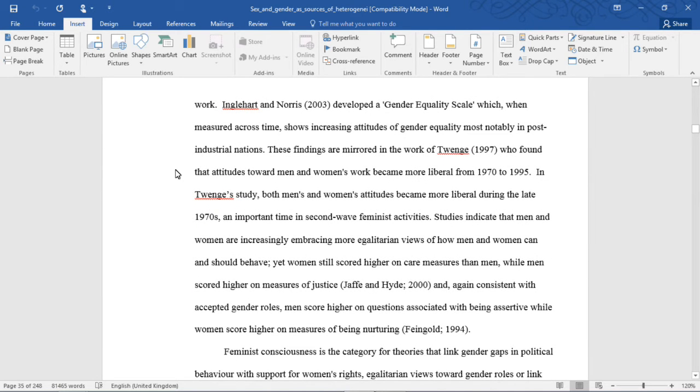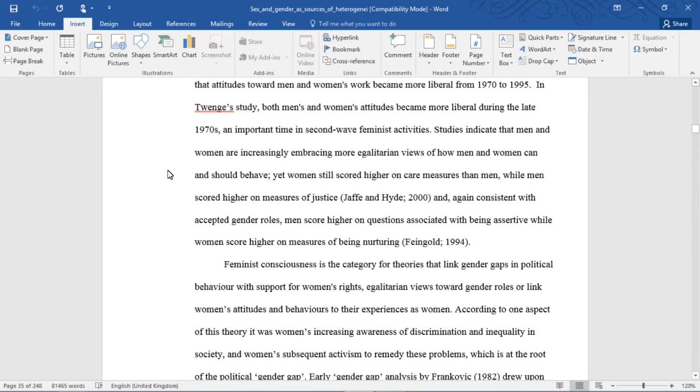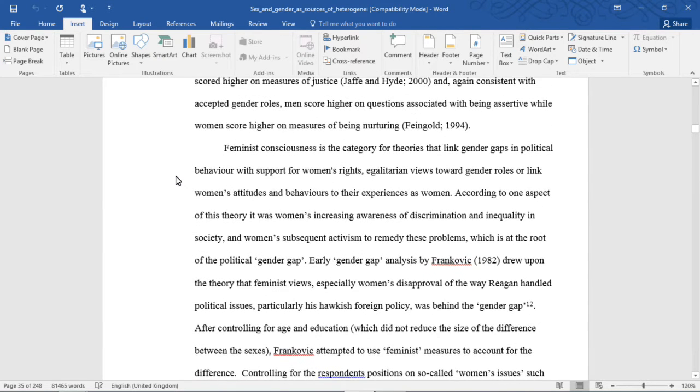Engelhardt and Norris developed a gender equality scale, which, when measured across time, shows increasing attitudes of gender equality, most notably in post-industrial nations. These findings are mirrored in the work of Twenge, who found that attitudes toward men and women's work became more liberal from 1970 to 1995. In Twenge's study, both men and women's attitudes became more liberal during the late 1970s, an important time in second wave feminist activities. Studies indicate that men and women are increasingly embracing more egalitarian views of how men and women can and should behave, yet women still scored higher on care measures than men, while men scored higher in measures of justice. And again, consistent with accepted gender roles, men score higher on questions associated with being assertive, while women score higher on measures of being nurturing.